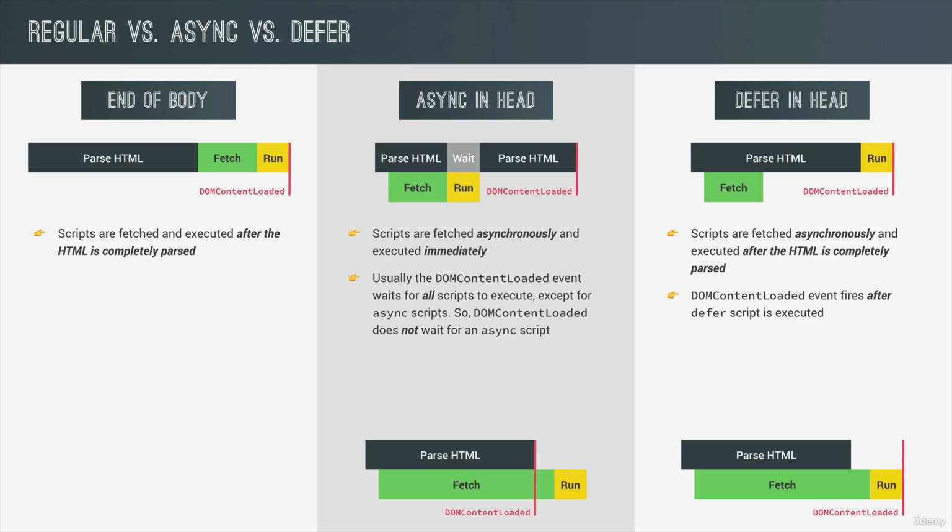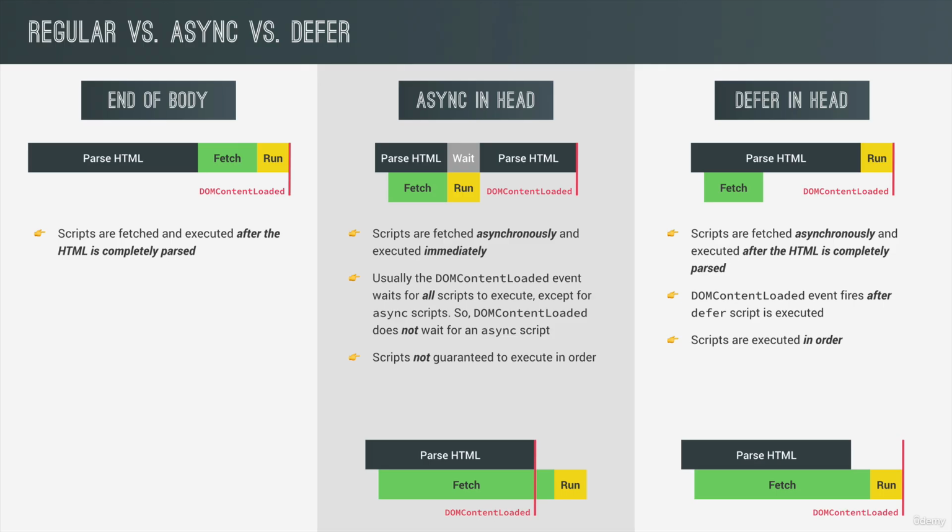Another very important aspect is that async scripts are not guaranteed to be executed in the exact order that they are declared in the code. So the script that arrives first gets executed first. On the other hand, by using defer, that is not the case. So using the defer attribute guarantees that the scripts are actually executed in the order that they are declared or written in the code. And that is usually what we want to happen.